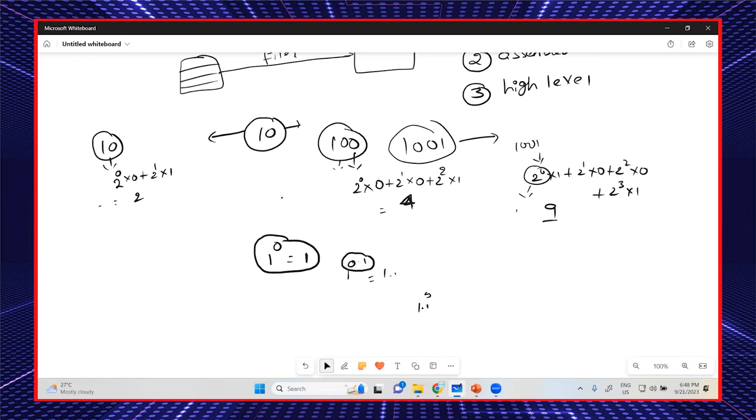Lower level means only the system can understand the programming language. What is the other name of low level programming language? Binary programming. 0 and 1.